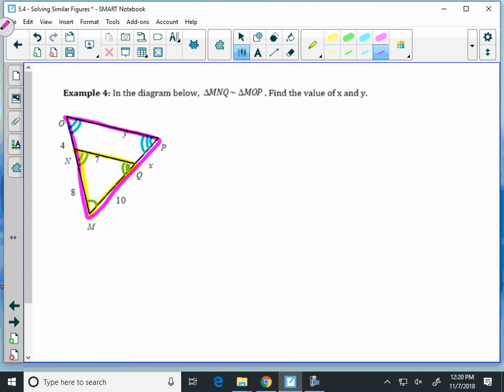For the purpose of this problem, at the end of the day, it doesn't matter which one you solve for first, x or y, but to help us figure out how to solve for x, we're going to solve for y first. Okay? And is y a side or an angle?